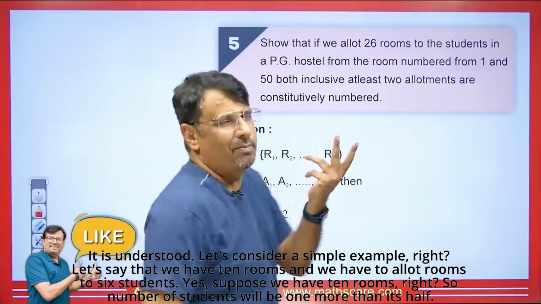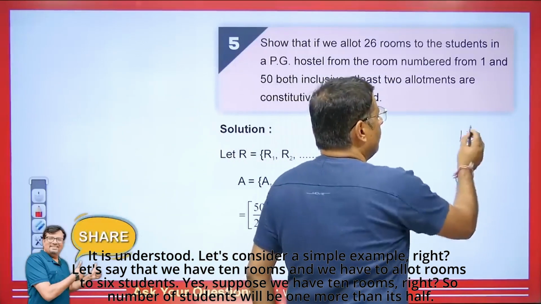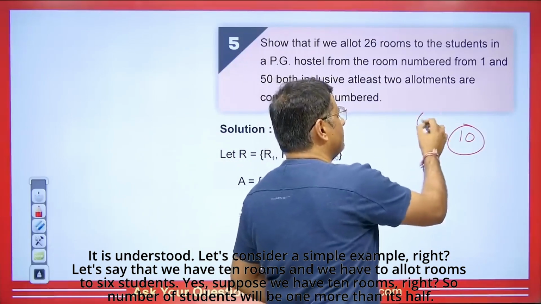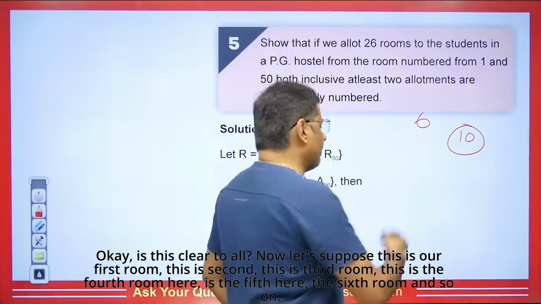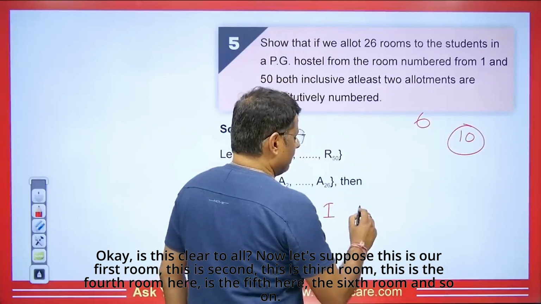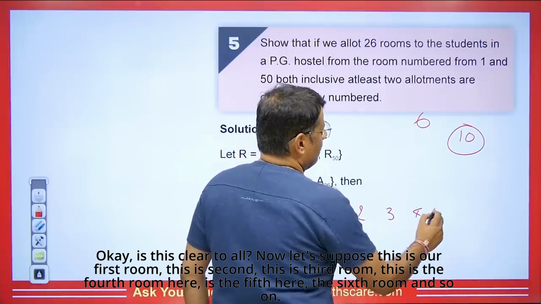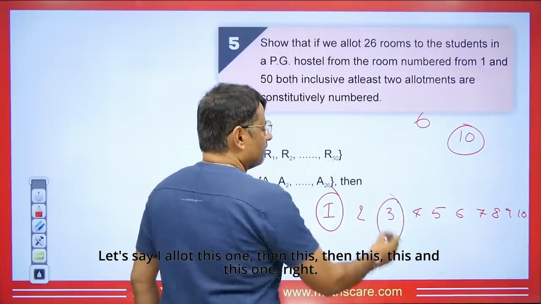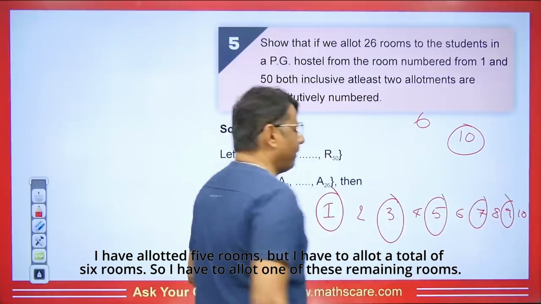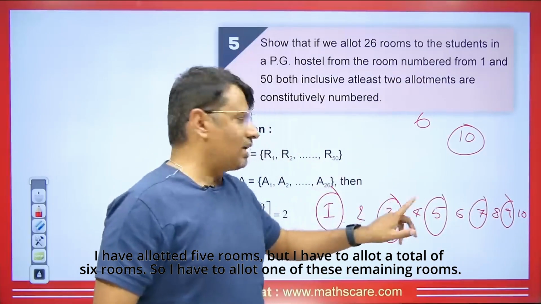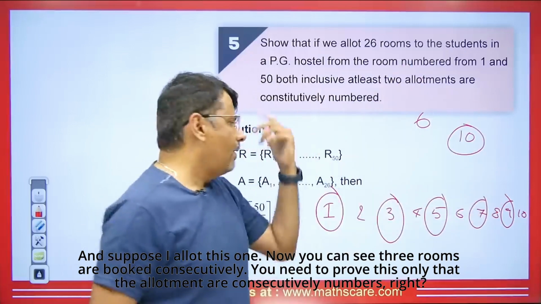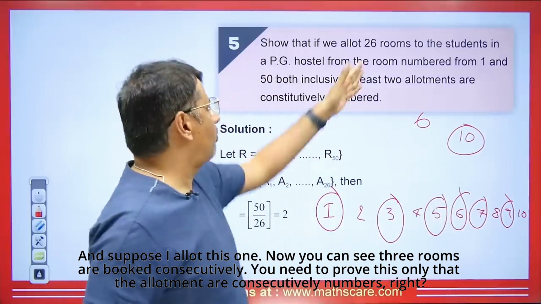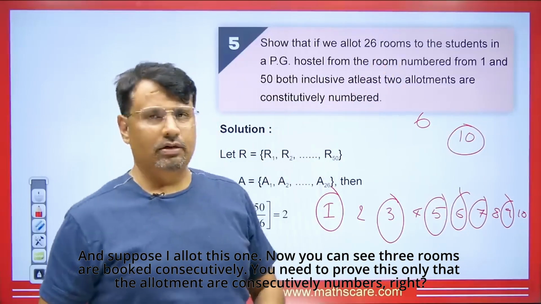It is understood. Let's consider a simple example, right? Let's say that we have 10 rooms and we have to allot rooms to 6 students. Yes, suppose we have 10 rooms, right? So the number of students will be one more than its half. Okay, is this clear to all? Now let's suppose this is our first room, this is second, this is third room, this is the fourth room, here is the fifth, here the sixth room, and so on. Let's say I allot this one, then this, and this one, right? I have allotted 5 rooms, but I have to allot a total of 6 rooms, so I have to allot one of these remaining rooms. And suppose I allot this one. Now you can see 3 rooms are booked consecutively. You need to prove this only, that the allotments are consecutively numbered, right?